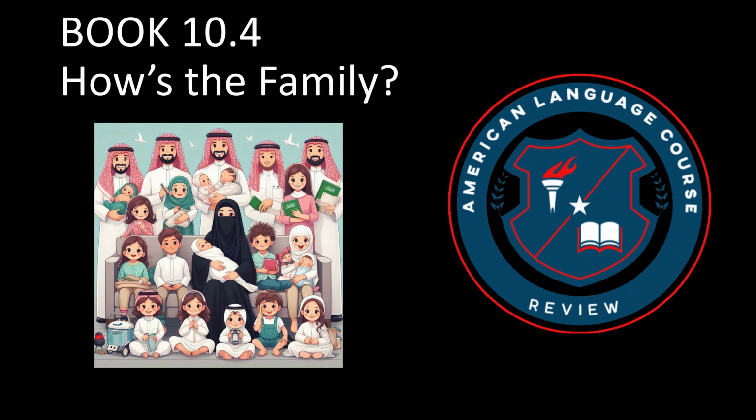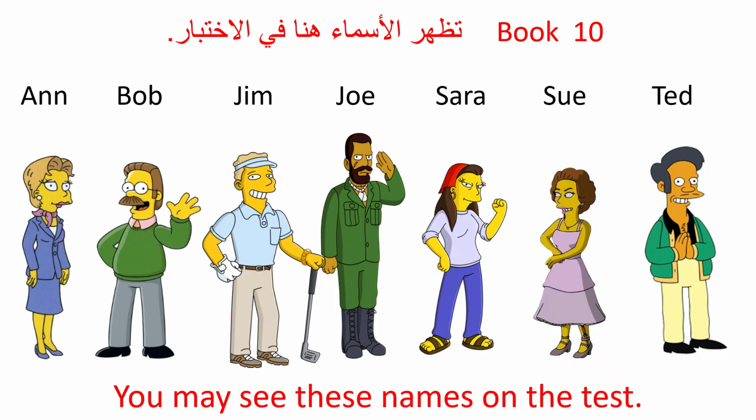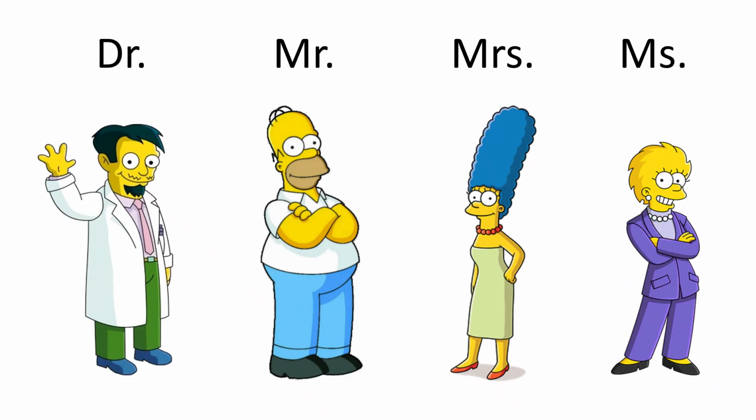Book 10, Lesson 4. How's the family? You may see these names on the test: Ann, Bob, Jim, Joe, Sarah, Sue, Ted. You will need to know these titles for the test: Dr., Mr., Mrs., Ms.